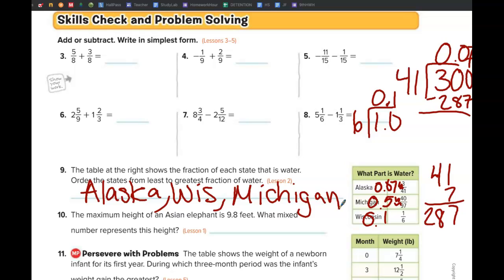Number 10, the maximum height of an Asian elephant is 9 8/10 feet. What mixed number represents this height? How do I write 9 8/10? Kaylin? 9 and 8/10. Okay, can I reduce that? Yes. Peyton? By what? 2. So what do I get when I reduce by 2, Peyton? 9 and 4/5. So that's your final answer.